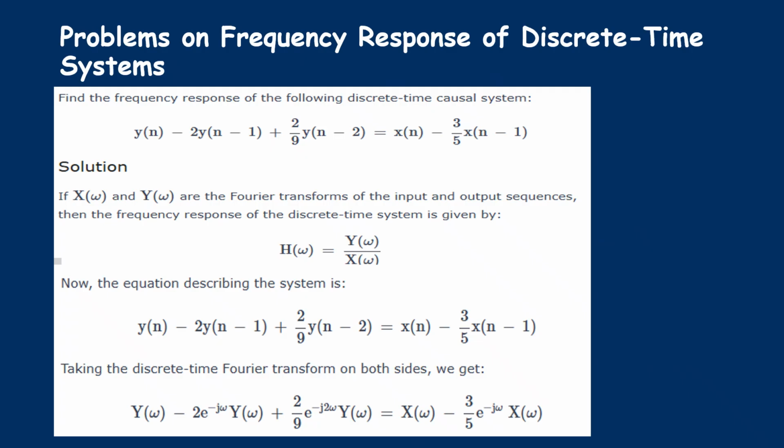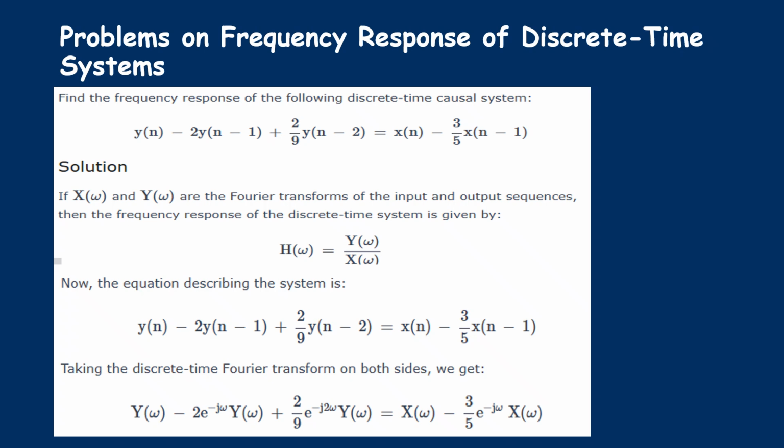Now we'll solve one example on obtaining the frequency response of a discrete system. In this case, the discrete system is represented in the form of a linear constant coefficient difference equation, which is given by y of n minus 2 y of n minus 1 plus 2 by 9 y of n minus 2 equal to x of n minus 3 by 5 x of n minus 1. Now we have to obtain the frequency response of this system.